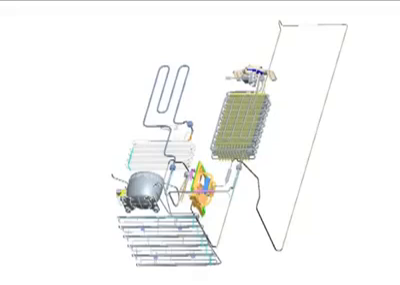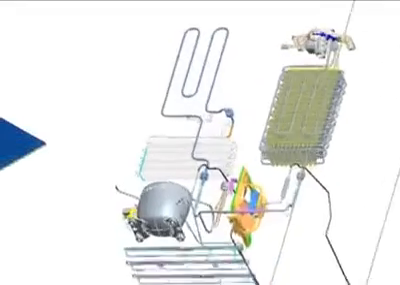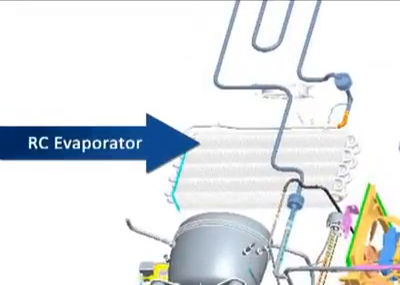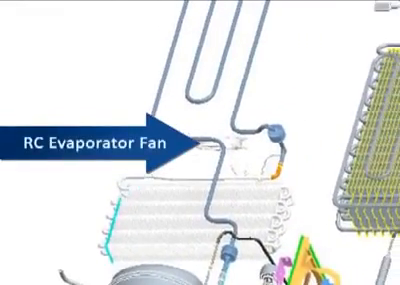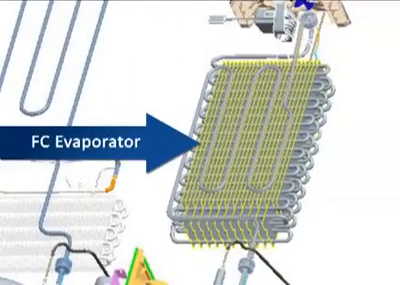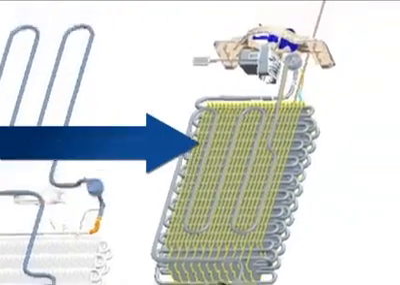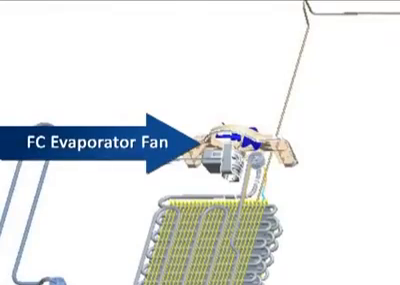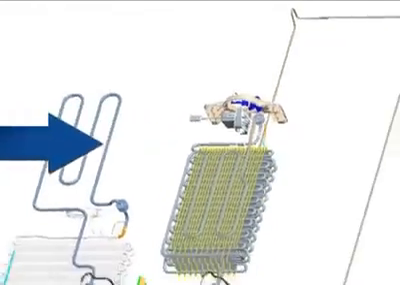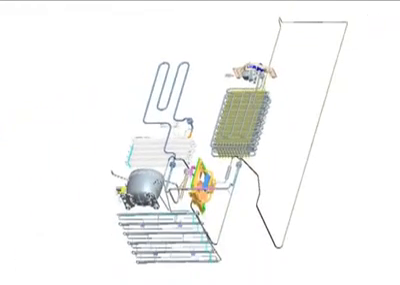Let's begin by identifying the cooling system components. In the refrigeration compartment, we find the RC evaporator and RC evaporator fan. In the freezer compartment, we find the FC evaporator and the FC evaporator fan. These two evaporators and fans operate independently from each other.